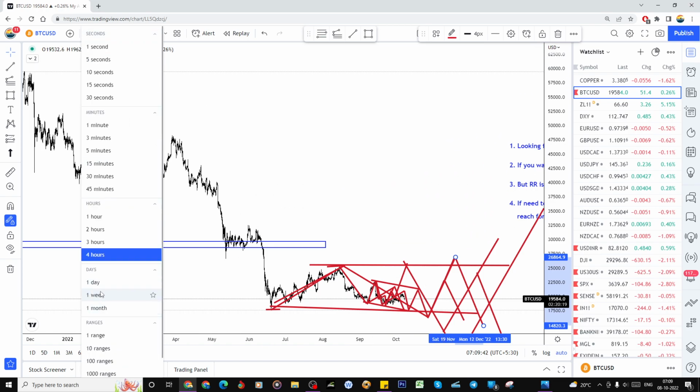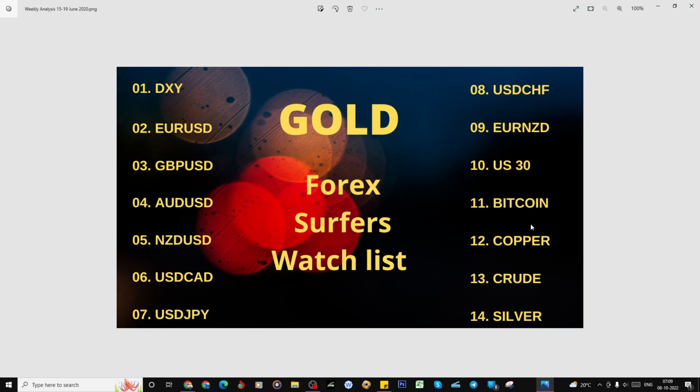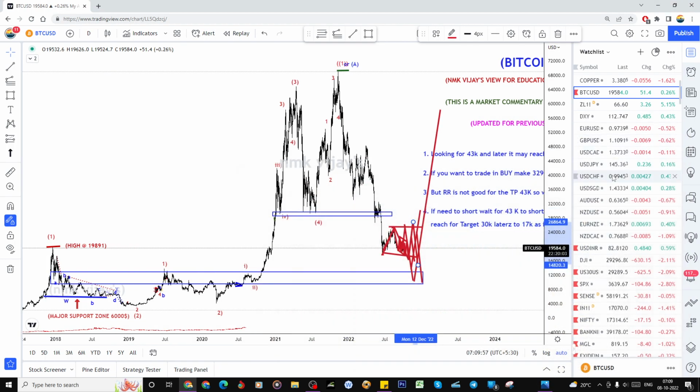So my target is definitely to reach this zone again, the 10,000 zone. So one more low is again available here. So what next? Bitcoin done. So let's move on to the copper.